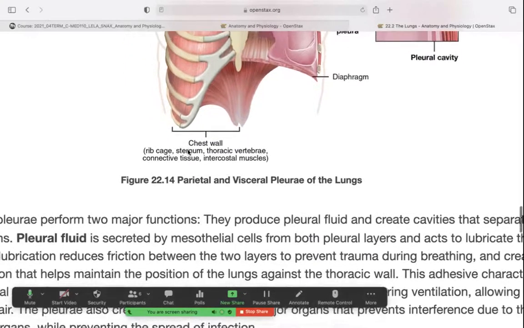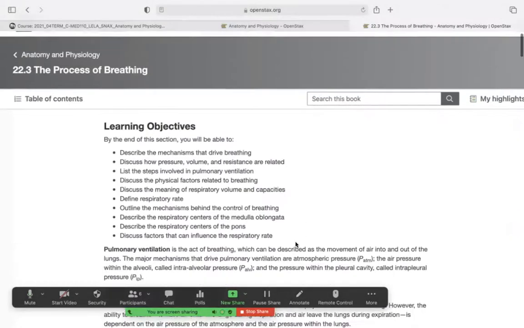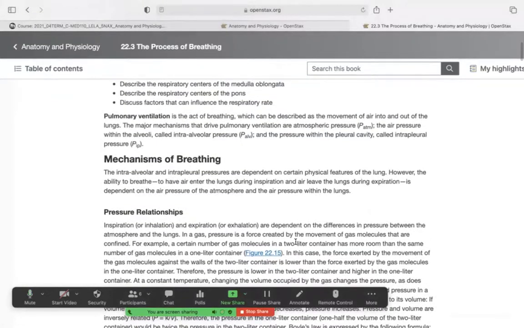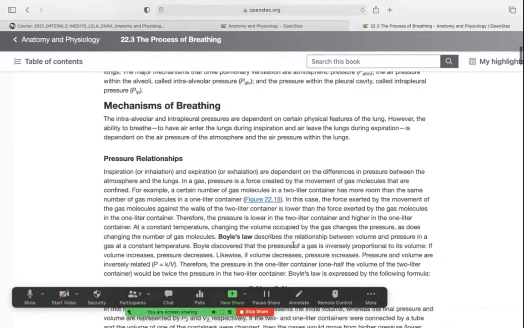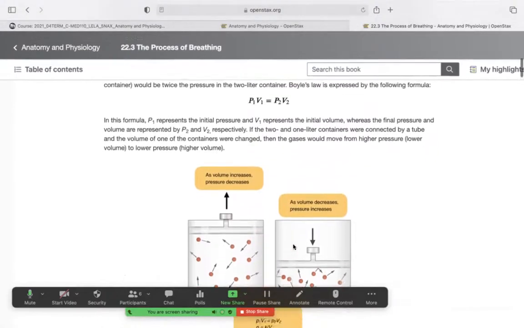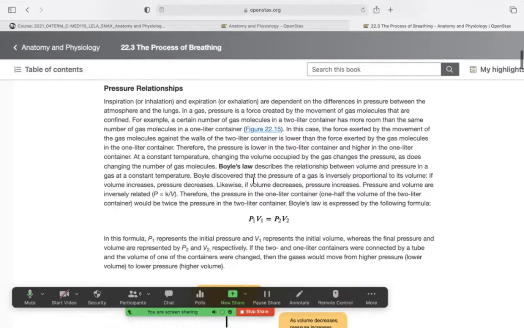Now, how do you actually breathe? I think that's the next part, if I recall. Yep. How do you breathe? Well, we already know about the diffusion. We already know that everything in the universe runs from an area of high concentration to an area of low concentration, which is essentially the law of diffusion. Well, the lungs also follow other laws of physics, and one of them is Boyle's Law.